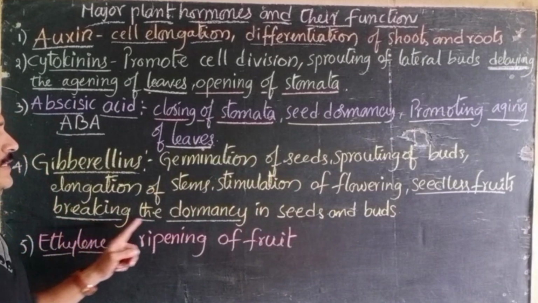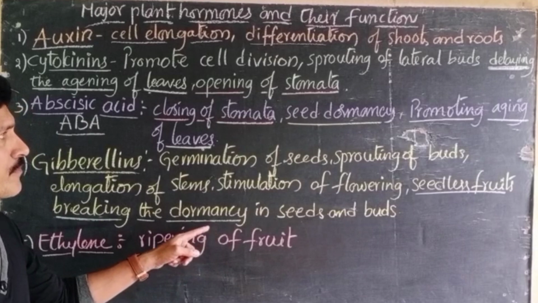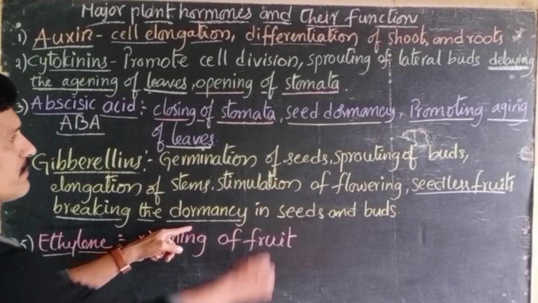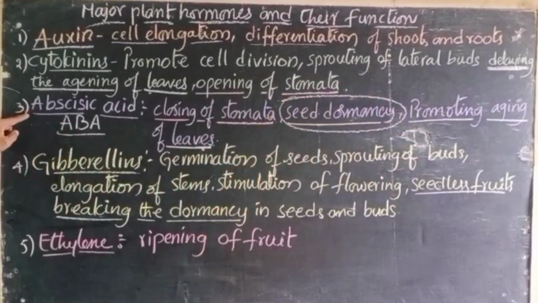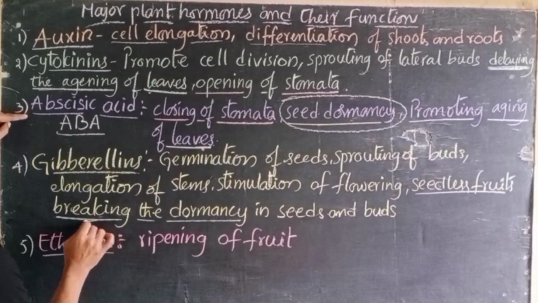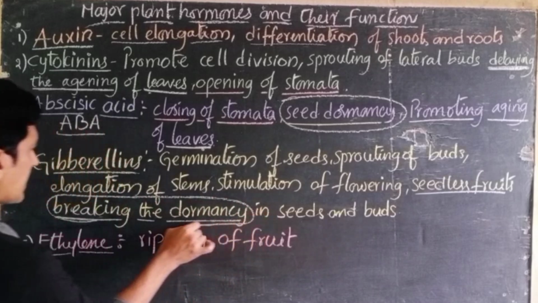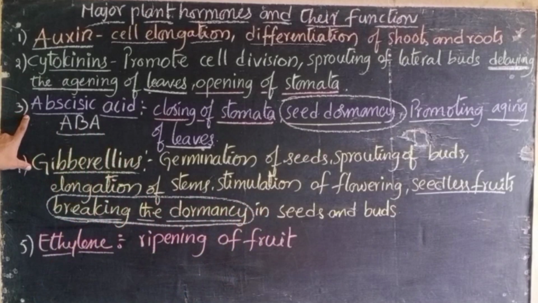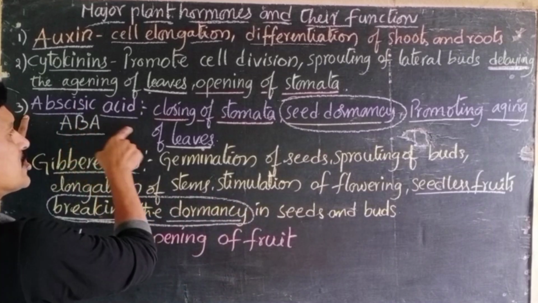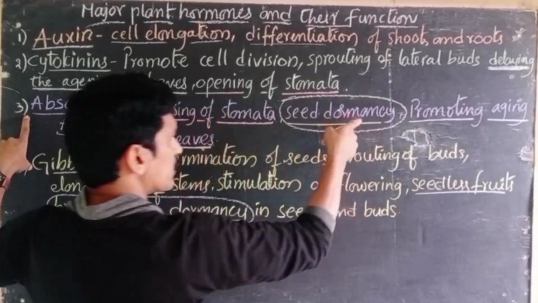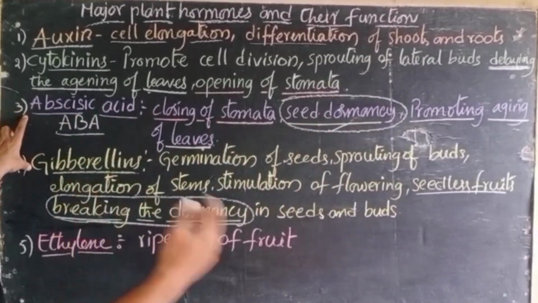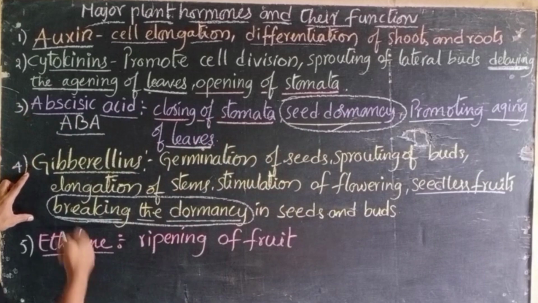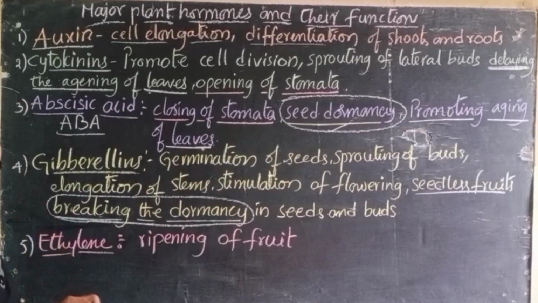Later, breaking the dormancy. Here we can find seed dormancy by abscisic acid and breaking of dormancy by gibberellins. These two are also working one against another, because abscisic acid promotes the seed dormancy, meaning it prevents or inhibits the seed germination, whereas gibberellins break the seed dormancy.